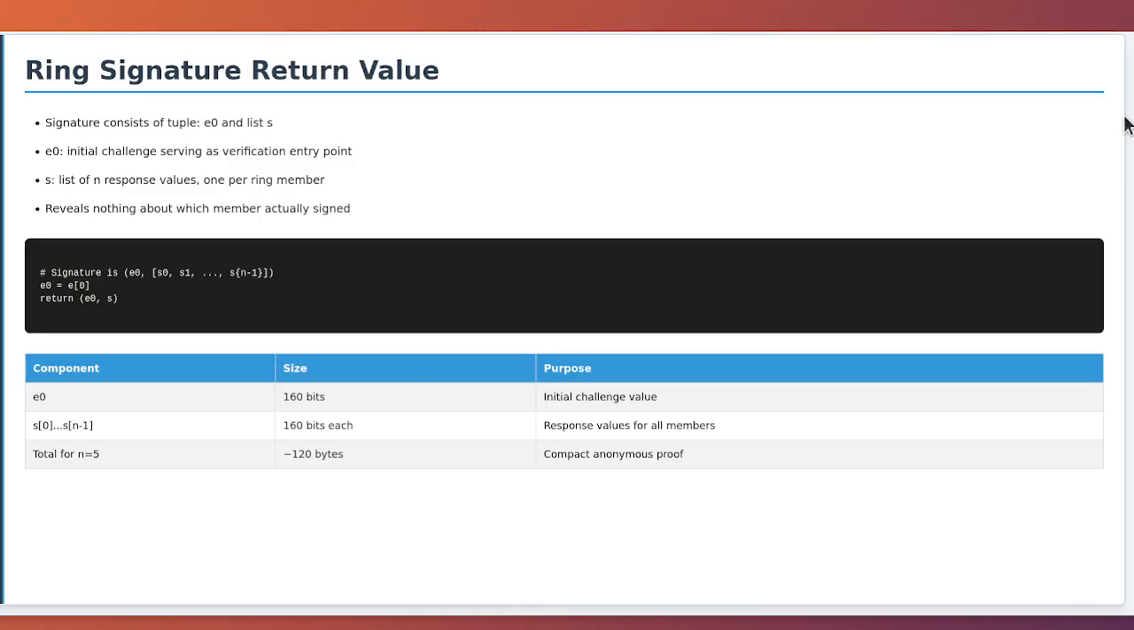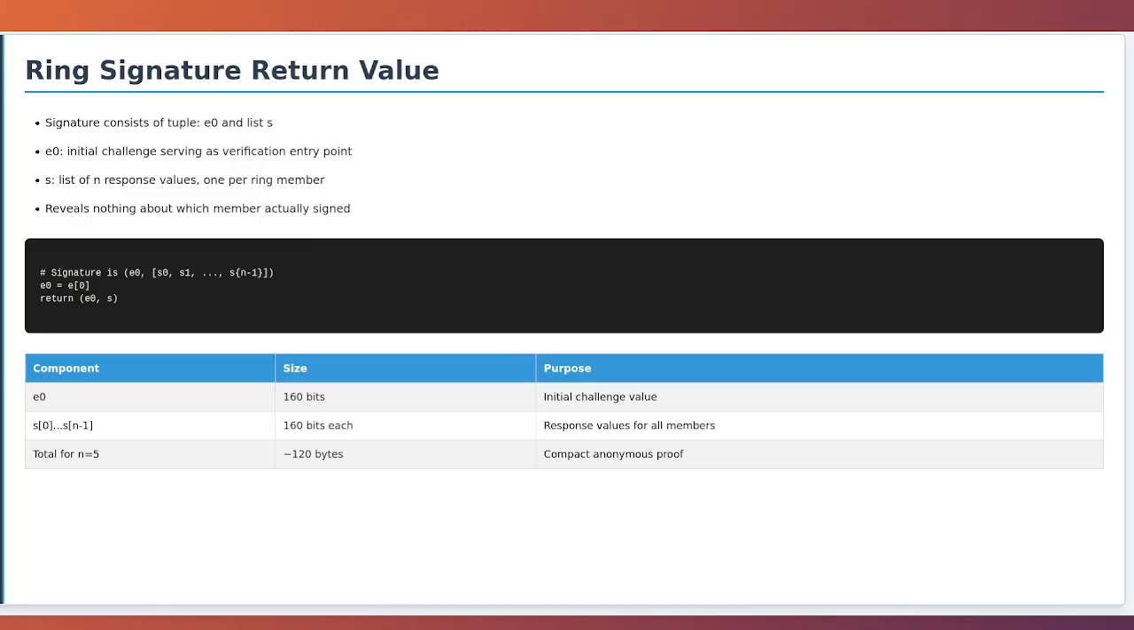This signature is relatively compact, one hash-sized value plus n scalar values. For our 160-bit q, each scalar is 20 bytes, so a signature for a ring of 5 members would be about 20 plus 5 times 20, equaling 120 bytes. This is larger than an individual signature would be, but still quite practical for most applications.